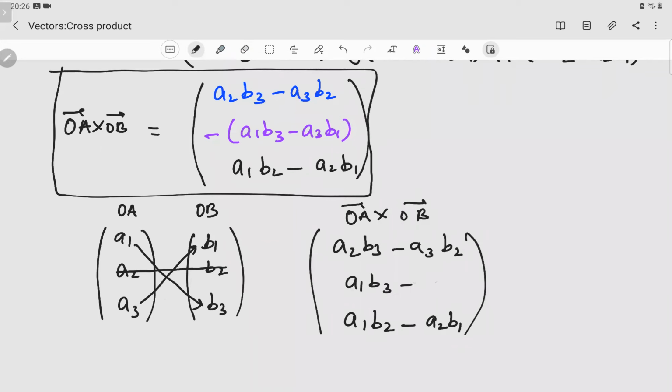A1B3 minus A3B1. And for reasons which will be clear later on, you just attach a negative sign to it. As you used to calculate the determinant, you used to put a negative sign for the cofactor of the second entry. Over here, you will attach a negative sign to the second entry. Okay, so this is how you can directly calculate the cross product if you are not interested in using the determinant method. I hope you understand it.